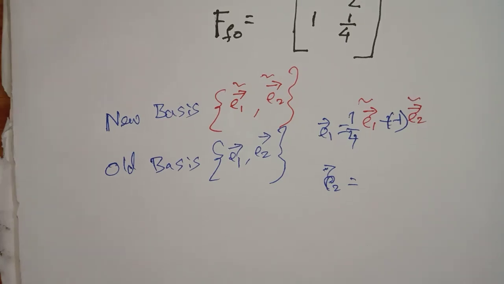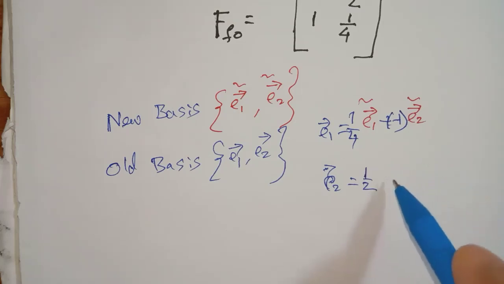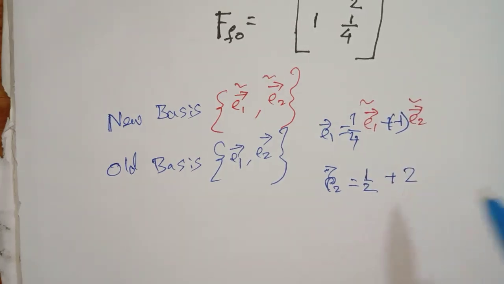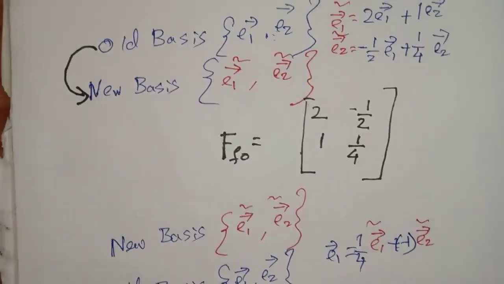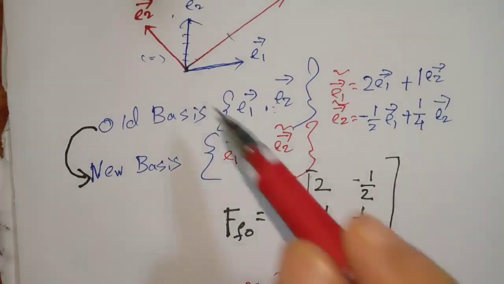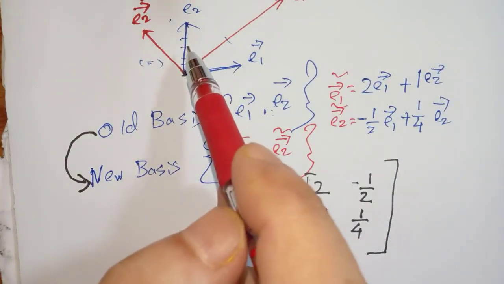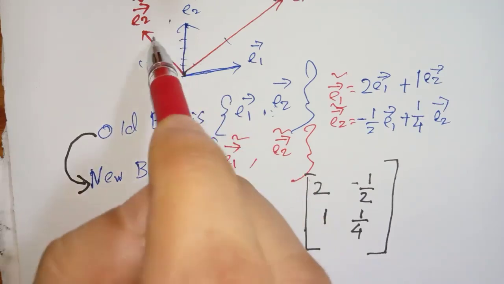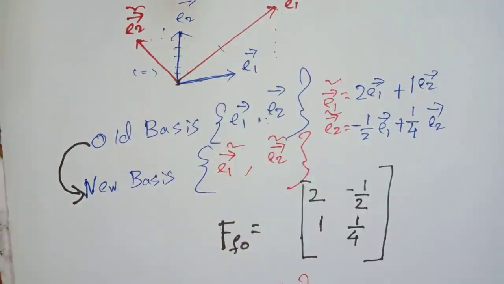So let me write the scalars first, how much we need, and plus we need 2 of this. Why? Because E2 is this one, the negative one. So what we are doing is that we are taking half of E1, and we are taking twice of E2 so that we can reach over here, this one and this one.